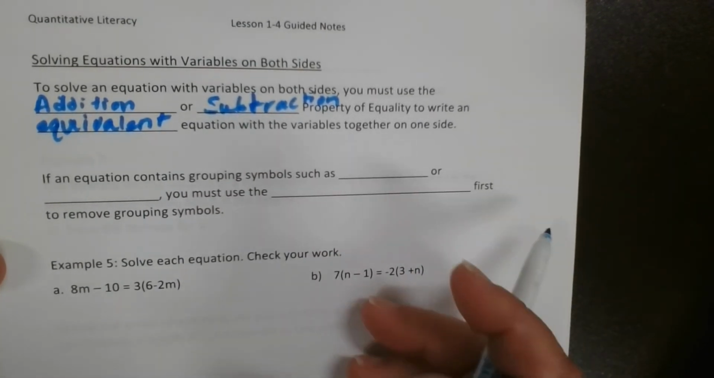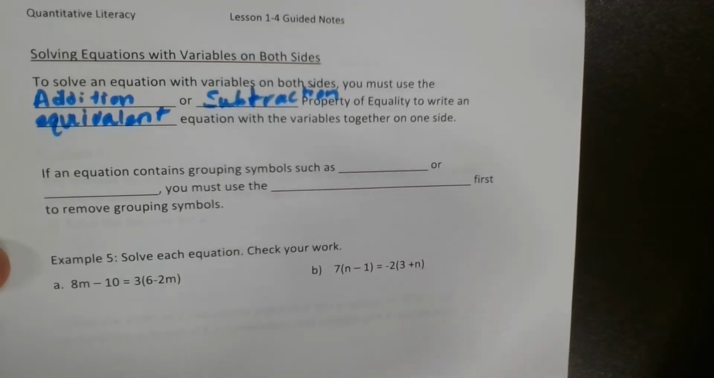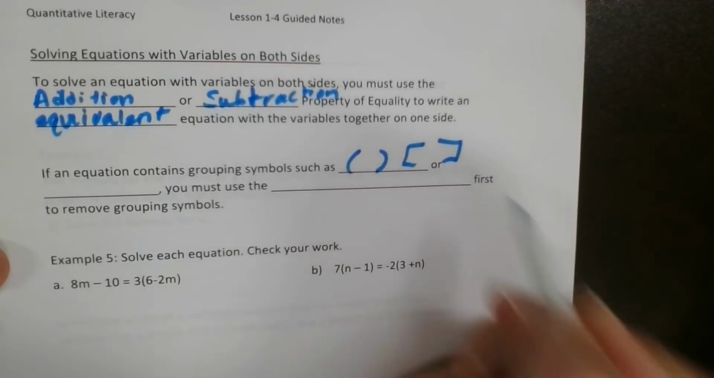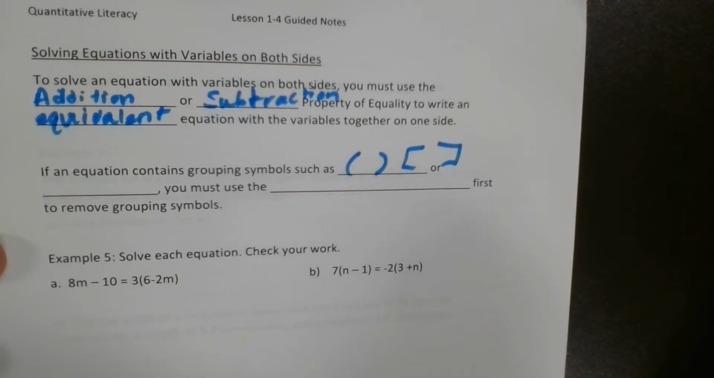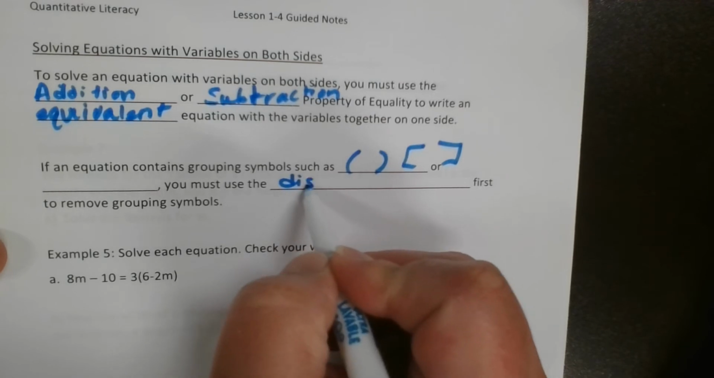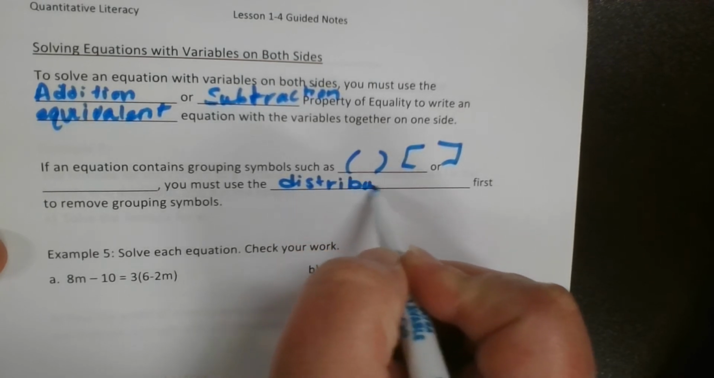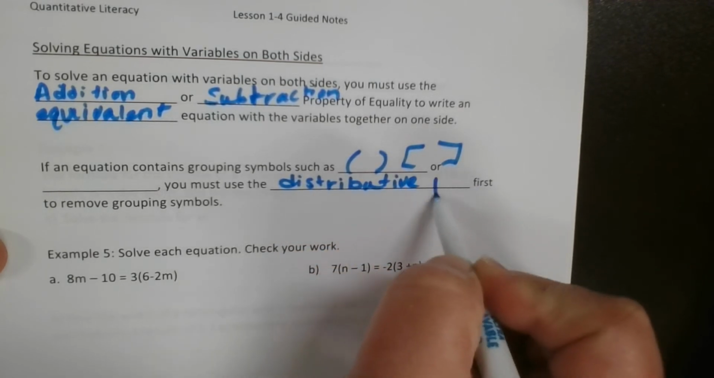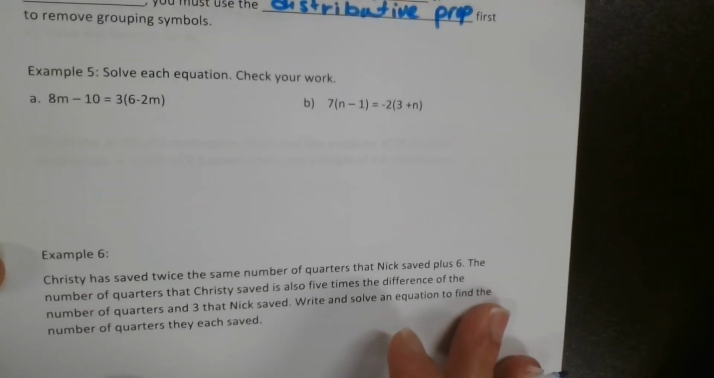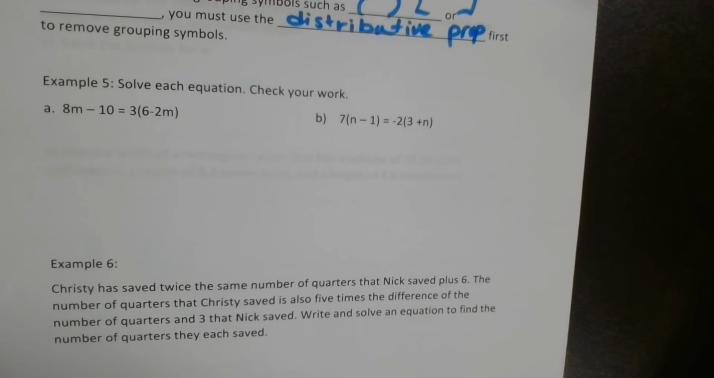If an equation contains a grouping symbol, such as parentheses or brackets, you must use the distributive property to get rid of those. There's a couple of example problems here. Why don't you pause this video, take a minute and try those and see where you might have some problems, and then come back and look at the solutions.